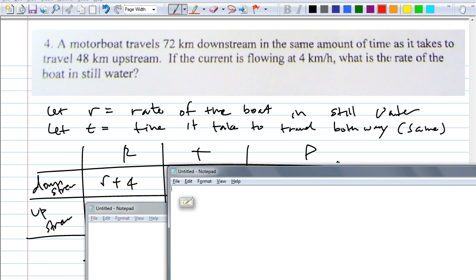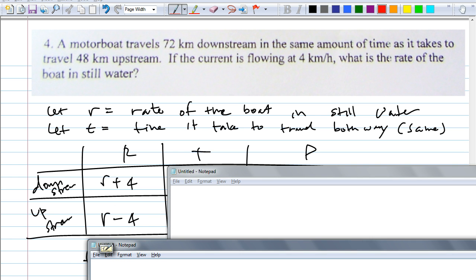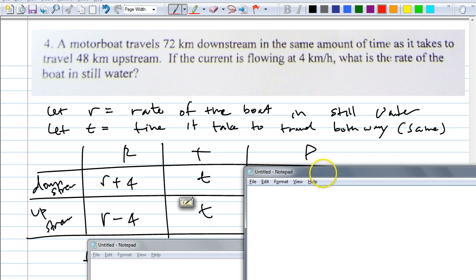Somebody can tell me what the rate will be going against the stream. Stefan, what would the rate be going against the stream? Would be R minus 4. Yeah, it'd be R minus 4, exactly right. What about time for going downstream? T. What about time for going upstream? T is the same time, isn't that right? And because we're going the same amount of time, guess what? The distance will be different.